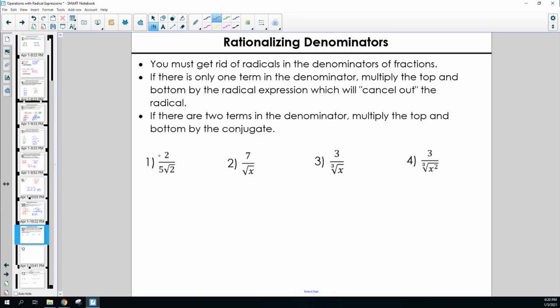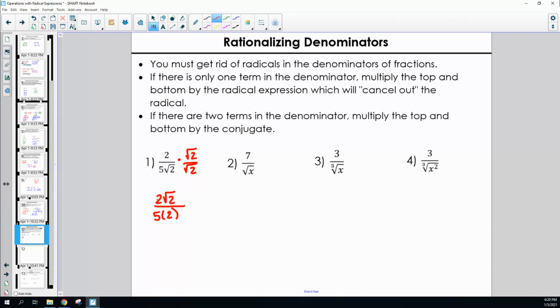Now, number 1 has 5 square root of 2 in the bottom. Okay, I can't keep the square root of 2 down there. The 5 is fine, but the square root of 2 I can't keep. So I'm going to multiply the top and bottom by the square root of 2. Because I know that when I multiply the square root of 2 times the square root of 2, the radical will cancel out. So what I have here is 2 square root 2 on the top, and on the bottom I have 5 times 2.